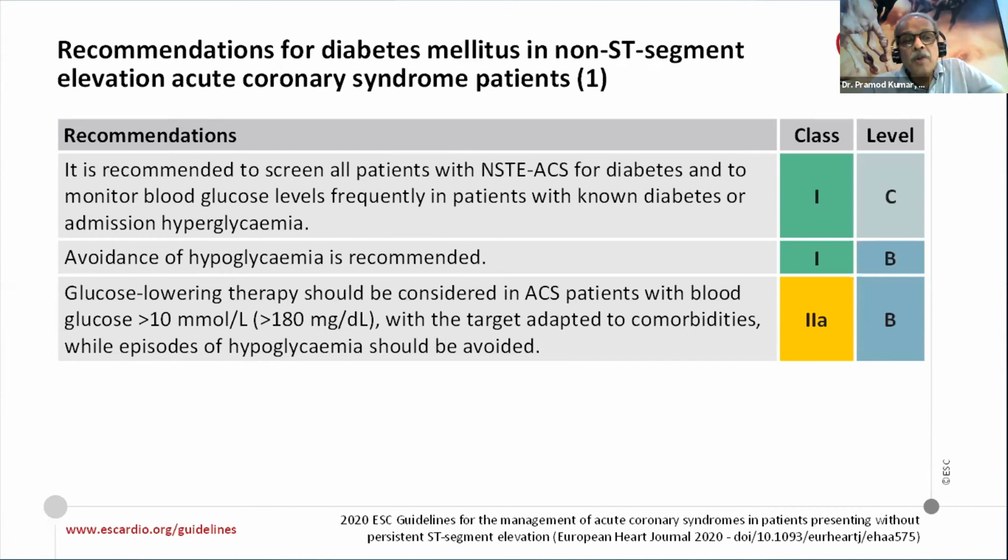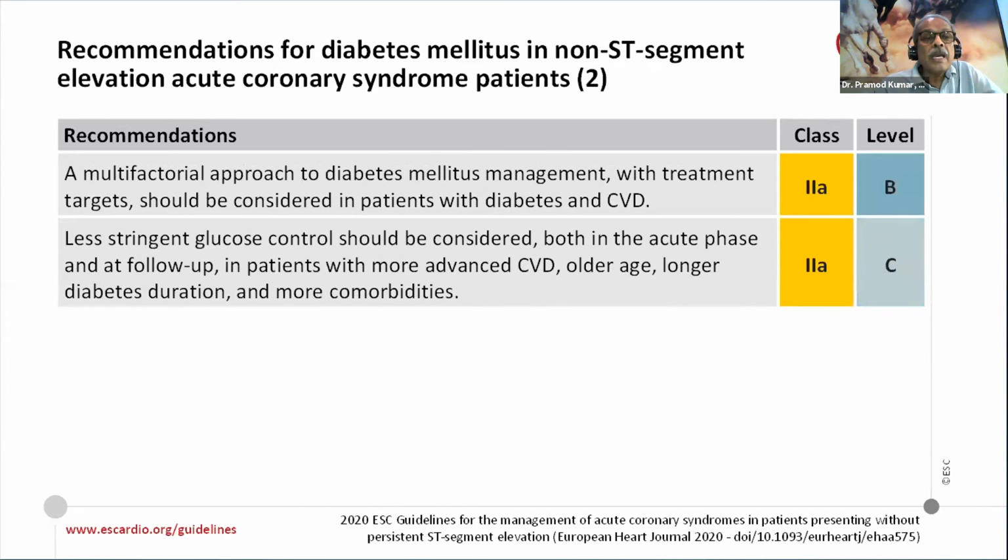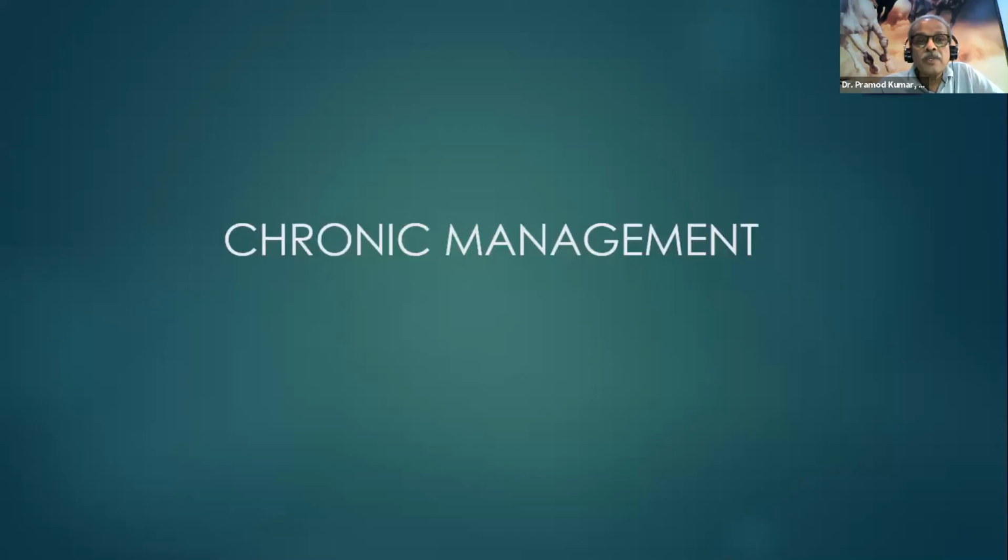It is very important that hypoglycemia must be avoided at all cost, and you should start treatment only when the blood sugar level in your hospital is more than 180. And again, a multifactorial approach and less stringent glucose control should be considered, as you are all aware of. I don't need to tell you anything.